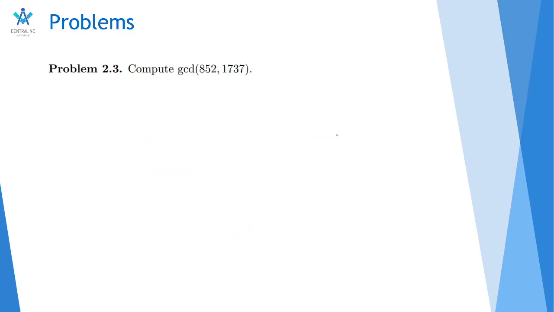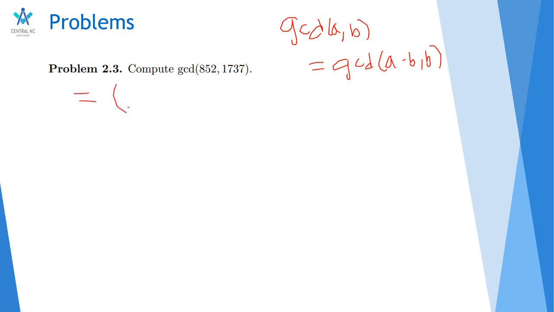Compute the greatest common divisor of 852 and 1737. Well, this is the Euclidean algorithm, and so remember that the Euclidean algorithm is GCD(A, B), and this will be your example problem basically for the Euclidean algorithm, is equal to GCD of A minus B, B. Basically, you're just subtracting from the larger number. So this is going to be equal to, I'm going to shorthand this with just parentheses, 852 and 1737 minus 852.